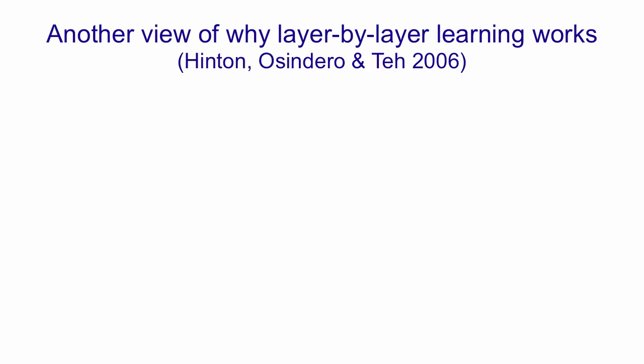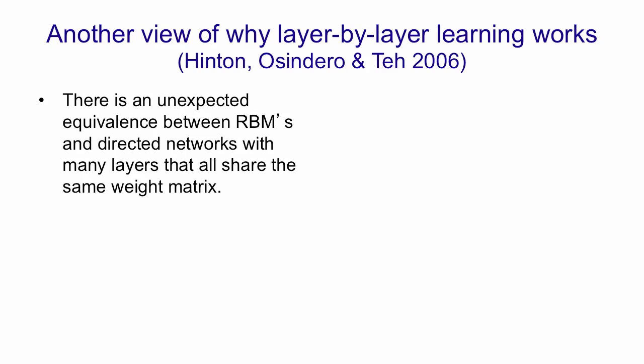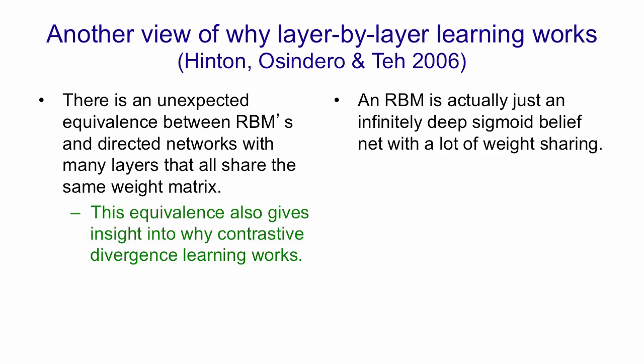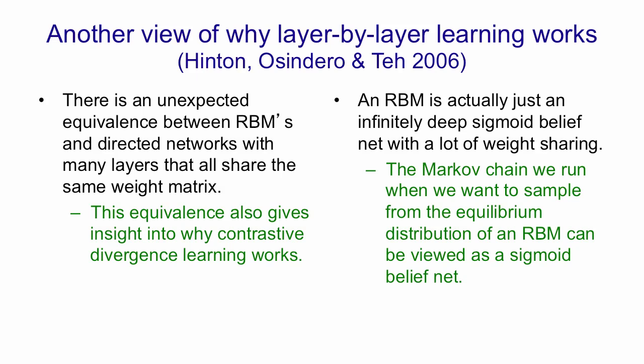I'm now going to describe a very interesting explanation of why layer-by-layer learning works. It depends on the fact that there's an equivalence between restricted Boltzmann machines, which are undirected models with symmetric connections, and infinitely deep directed networks, in which every layer uses the same weight matrix. This equivalence also gives insight into why contrastive divergence learning works. So an RBM is really just an infinitely deep sigmoid belief net with a lot of shared weights. The Markov chain that we run when we want to sample from an RBM can be viewed as exactly the same thing as a sigmoid belief net.